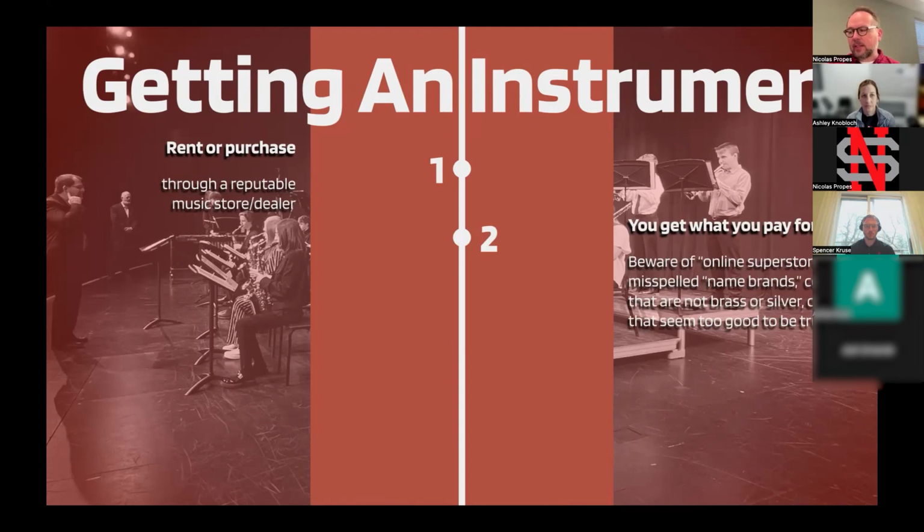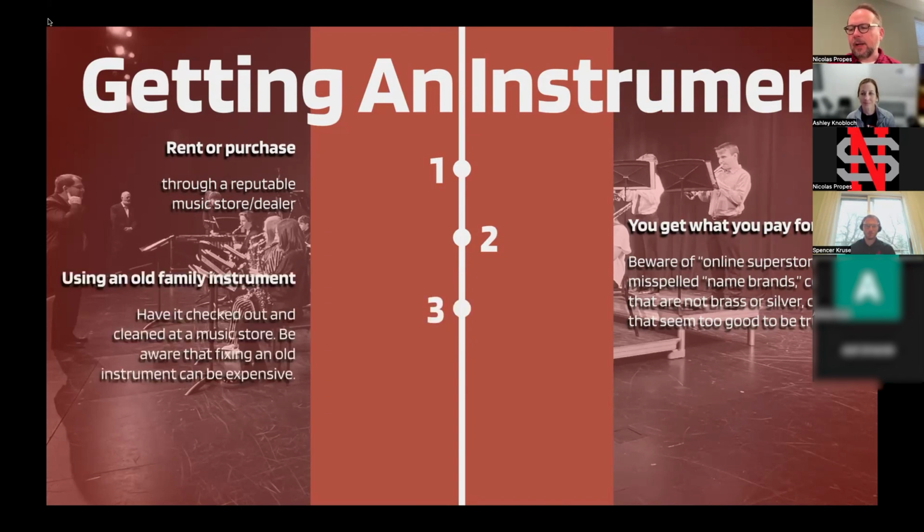So be aware and beware of online superstores or misspelled name brands, colors that are not brass for brass instruments, silver for flutes, black for clarinets, or deals that just seem too good to be true. If you're looking at this and you're like, wait a minute, this is a really good deal, maybe just pause and think for a second about that.